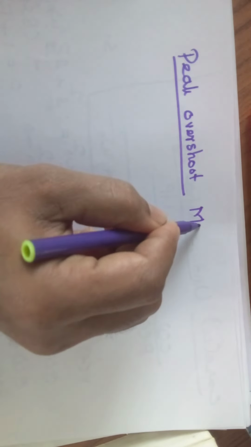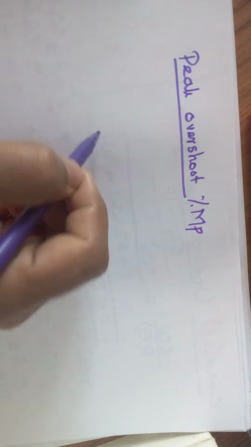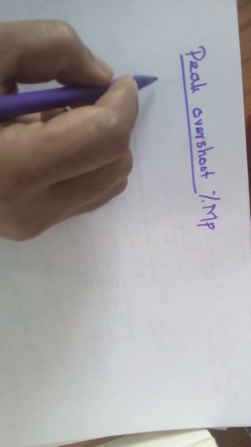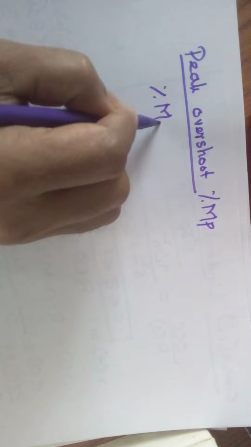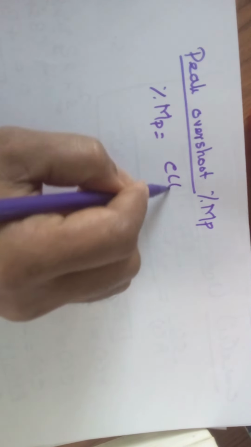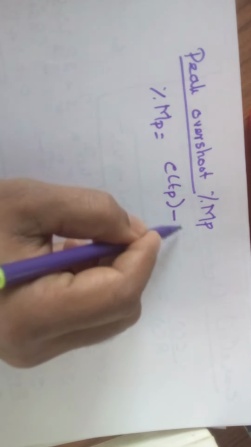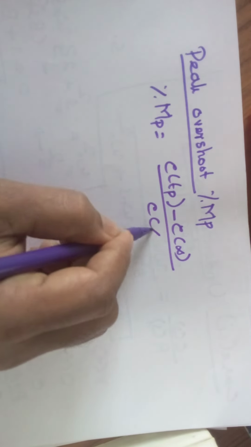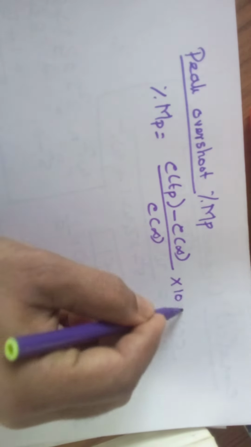Peak overshoot. The next one is the peak overshoot, or Mp, or percentage Mp, we need to calculate. So here you already know the definition of this peak overshoot. Percentage Mp is equal to C of Tp minus C of infinity, divided by C of infinity, into 100. This is the formula.